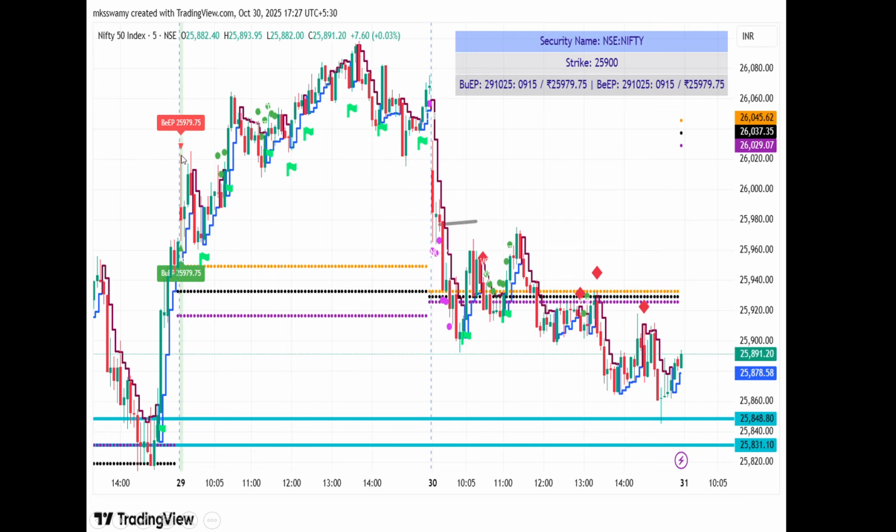Even before that, here the range was 26,029. Market started going down. Going down, you could have taken a put option immediately. You could have traded in the put option with CPR. And that's how CPR helps.